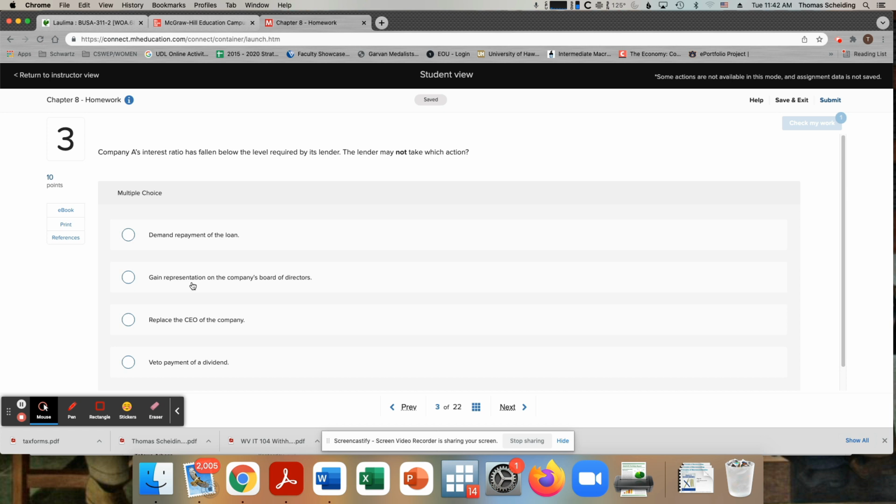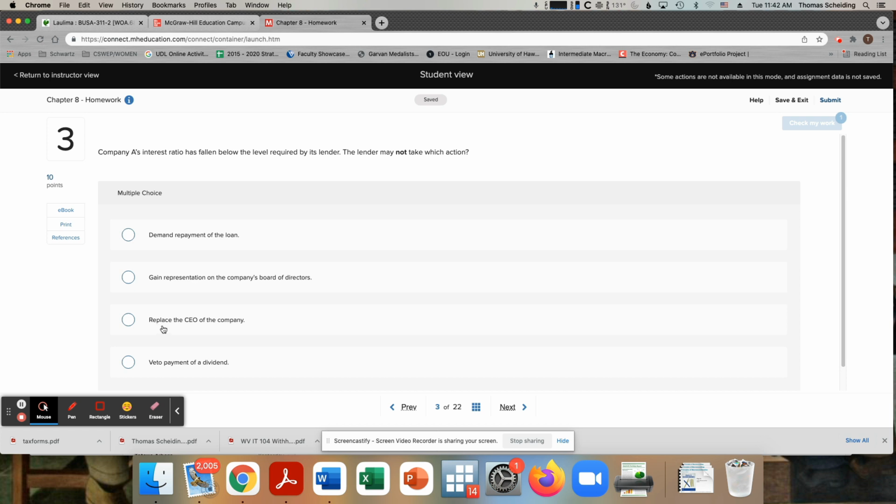It'd be pretty rare that you would see that kind of thing, and the reason why is because remember, the board of directors primarily serves the shareholders. And in this case, you'd be talking about the bank, basically the lender. But it's possible.